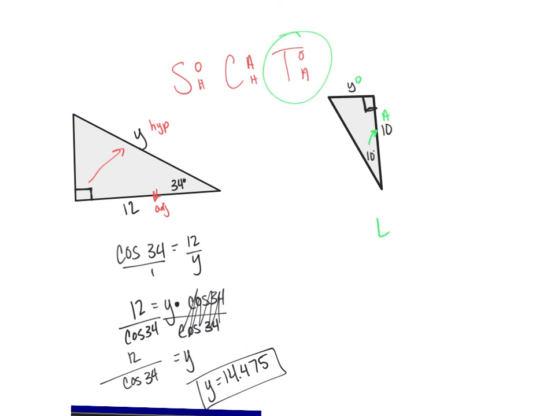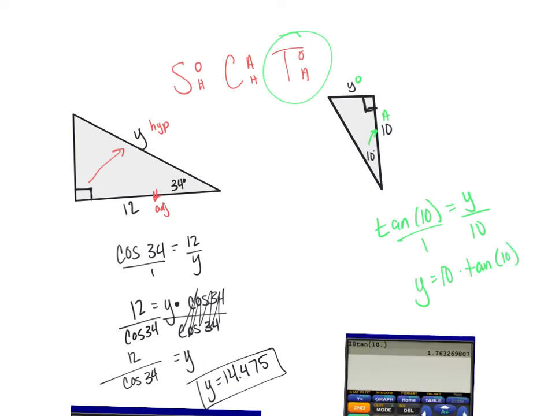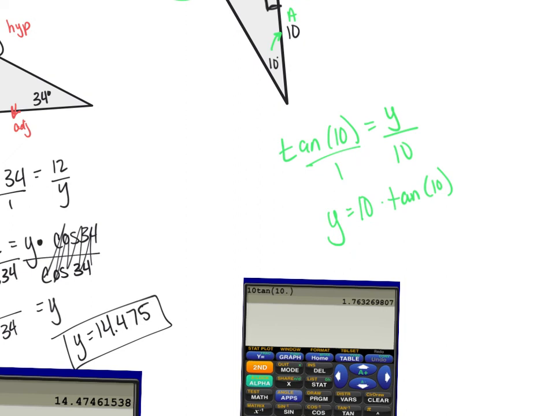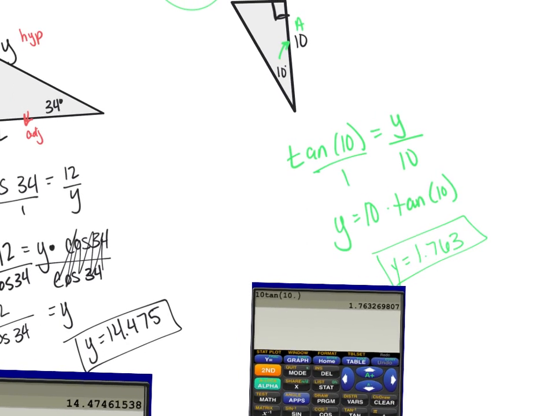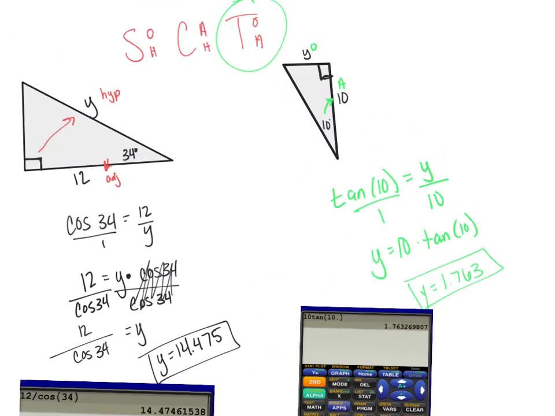So I'm going to set up this equation to be the tangent of 10 equals the opposite side y over 10. Then I'm going to use my cross products property and solve, put that over 1. So I get y equals 10 times the tangent of 10. And then I'm going to go ahead and plug that into my calculator, which is going to yield a result of 1.763.